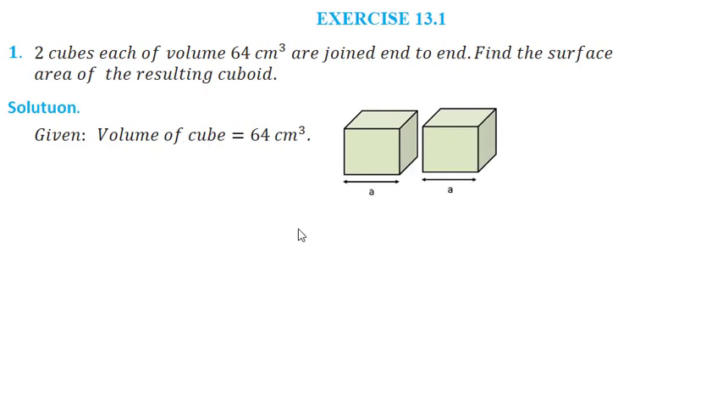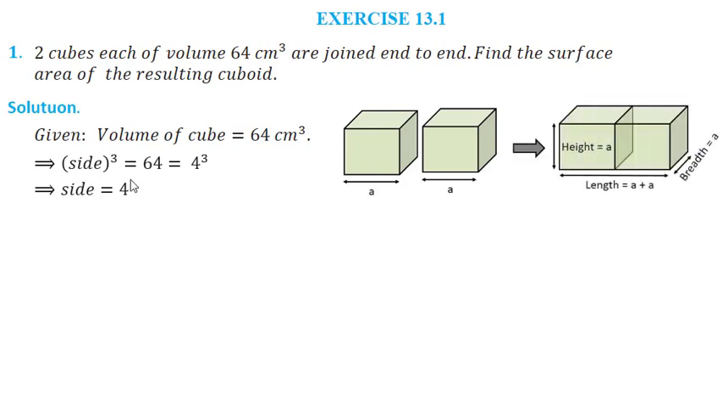Now from the volume of cube I can find the side. The formula for volume of cube is side cube, which is 64. This 64 is 4 cube. So therefore what is the value of side? The value of side is 4 centimeter.